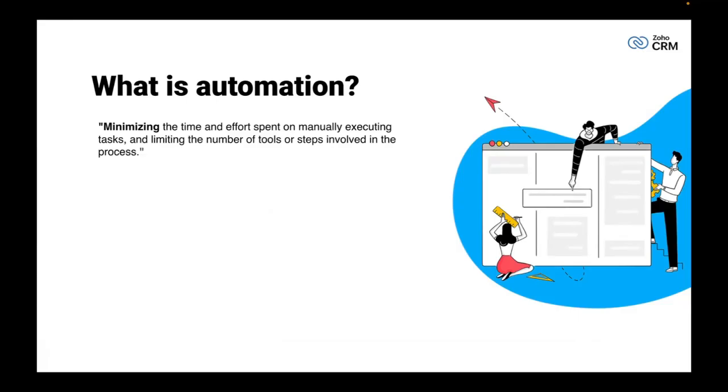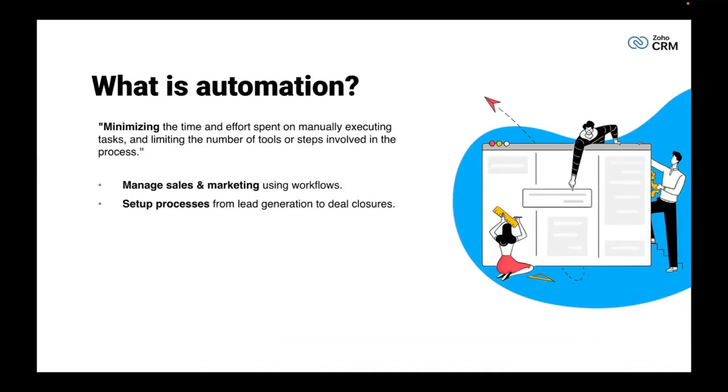So wondering how? Let's have a quick check on a few basics before we dive in. It could be managing the sales and marketing processes using workflows, setting up the process starting from lead generation till deal closure using the product management features, automatically assigning records to users using assignment rules, and identifying the leads which have a higher probability of getting converted using the scoring rules option.